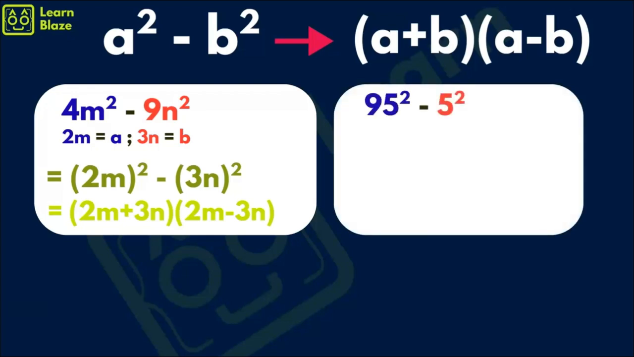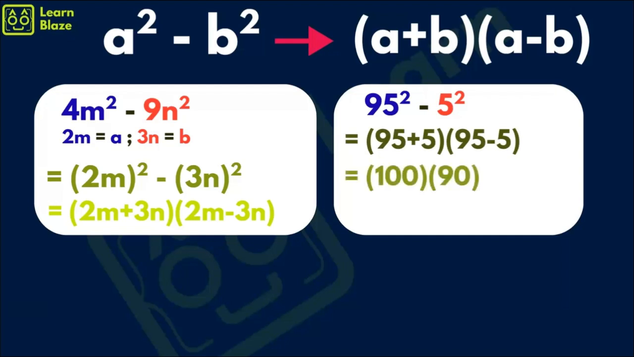Now, we can directly use this identity as this is a single number. So 95 is A and 5 is B. Using this identity, we can write it now as 95 plus 5 into 95 minus 5. Let's add this further, which gives us 100 into 90, which is equal to 9,000.